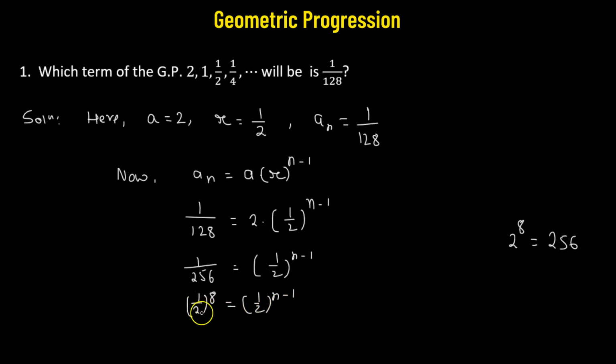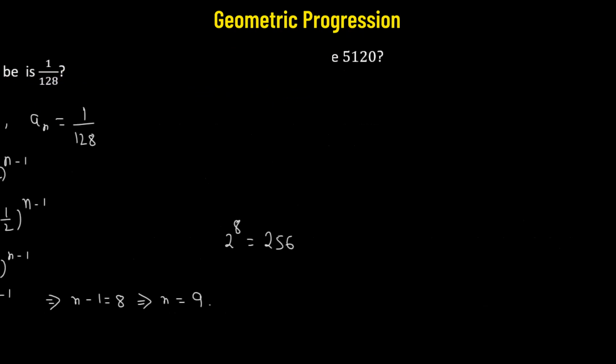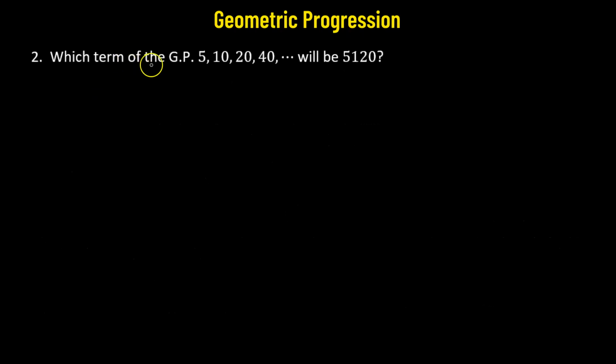Now in this equation we see that the base is half and that's equal, so the powers must be equal. So that means n minus 1 must be equal to 8, and solving for n we get n equals 9. So that means the ninth term of this particular geometric progression is going to be 1 over 128.